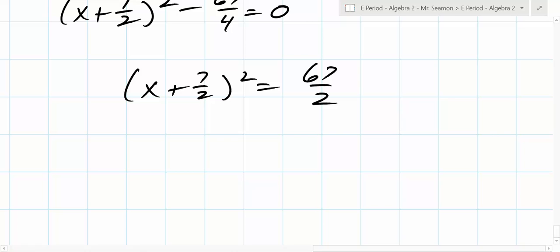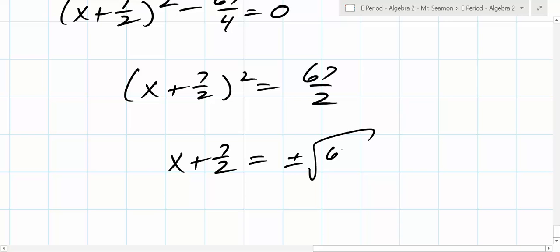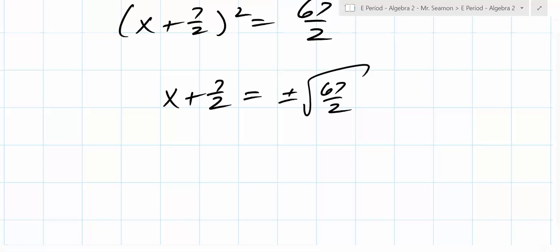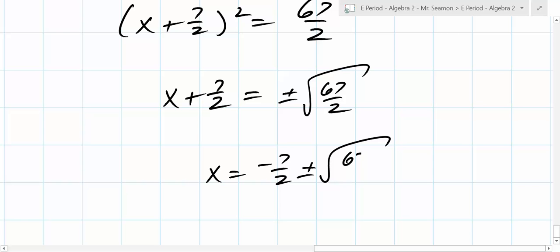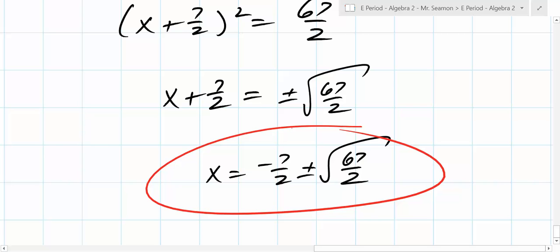What do you do to both sides? Square root. So what happens when you take a square root? You have both negative and positive. 67 over 2. So what do we end up with here? X equals negative 7 over 2 plus or minus the square root of 67 over 2. When you end up with an answer like this, it definitively means there's no nice way to factor it.